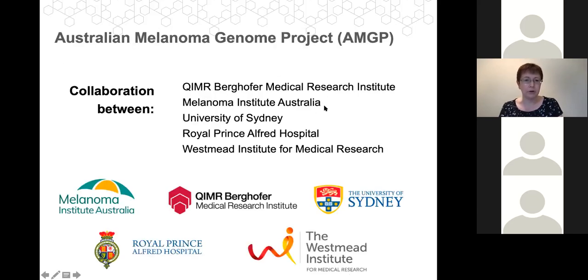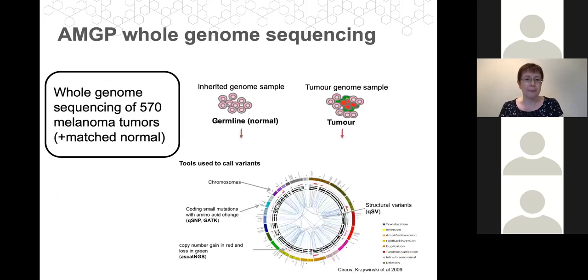paper throughout the talk. So I'm part of the Australian Melanoma Genome Project. That's a collaboration between my institution, which is QIMR Berghofer Medical Research Institute in Brisbane, Queensland, and a number of institutions in New South Wales, in Sydney, including the Melanoma Institute of Australia. The aim of this project was to perform whole genome sequencing of more than 500 melanoma tumours, with the aim to perform various studies, including studies of the genomics of the rarer subtypes of melanoma.